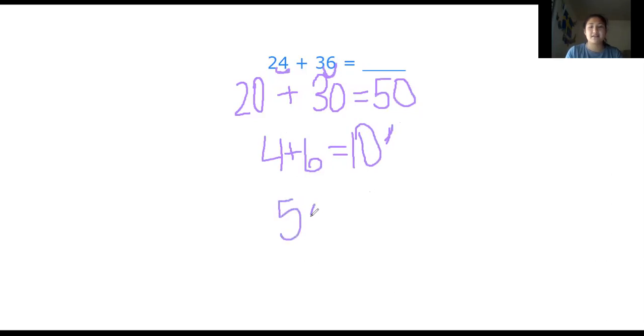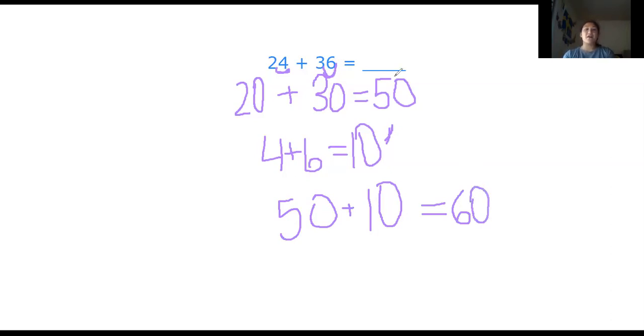50 plus 10. Whoa, that's a big number. What's a simpler way to think about this problem? I know 5 tens plus 1 ten is equal to, 5 plus 1 is 6, so 5 tens plus 1 ten must be equal to 6 tens, which is 60.